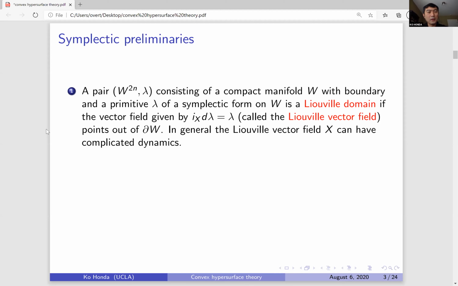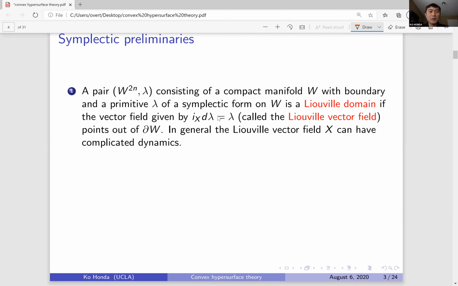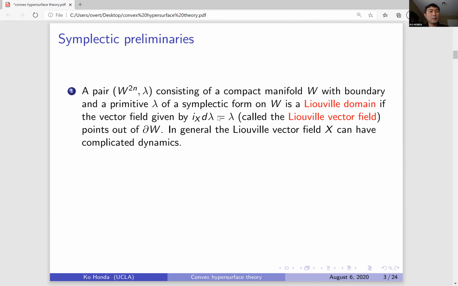So hang in there. A pair consisting of a 2n-dimensional manifold W and a one form λ, where W is a compact manifold with boundary and dλ is a symplectic form, is called a Liouville domain if the vector field X defined by the interior product ι_X dλ = λ points out of the boundary of W. This X is called the Liouville vector field.